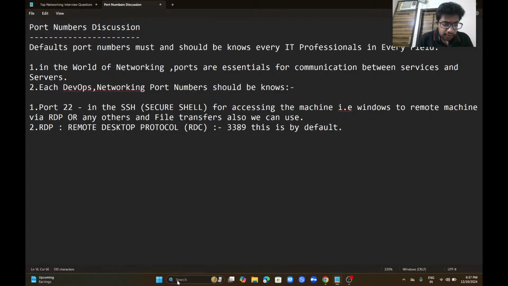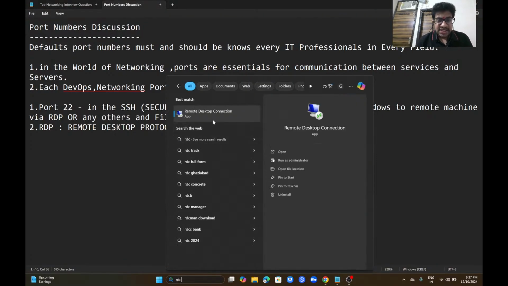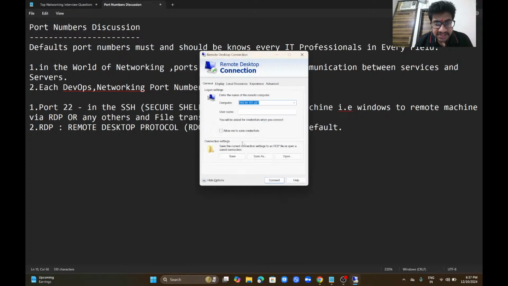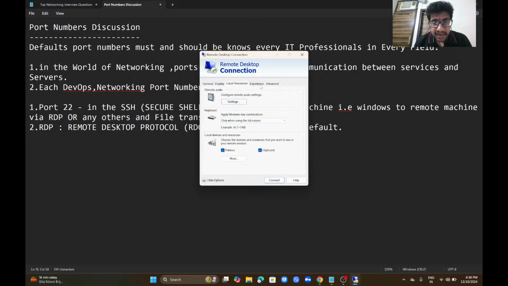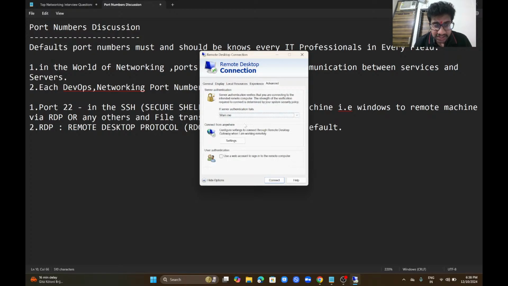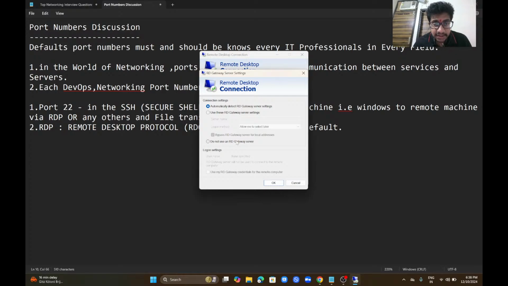So I will show you how to enable RDP. This is Remote Desktop Connection. Show options: this is the username and password, this is my server name, display, local resources, printer, experience, advanced protocols and settings, automatically detect Remote Desktop Gateway. Like this you can use it.